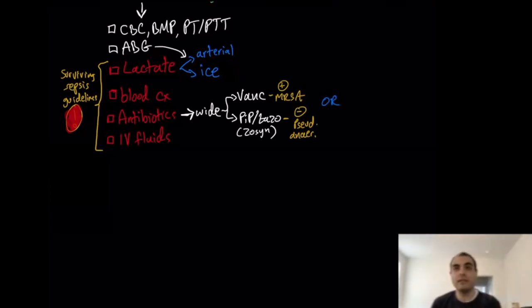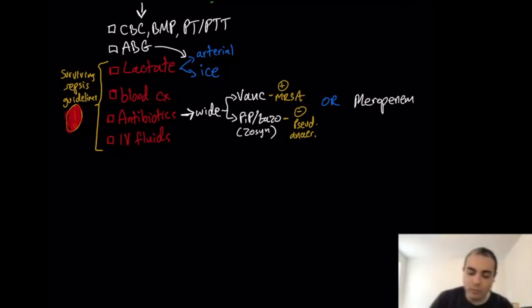Alternative to these things, alternative to Vanc and Zosyn, you can give another big gun. You know what's the other big gun that can be given? Maybe Meropenem. Ooh, nice. Yes, Meropenem. So Meropenem will cover everything: gram positives, negatives, Pseudomonas, anaerobes. But do you know a situation where Meropenem might not cover MRSA, you might still need Vanc.